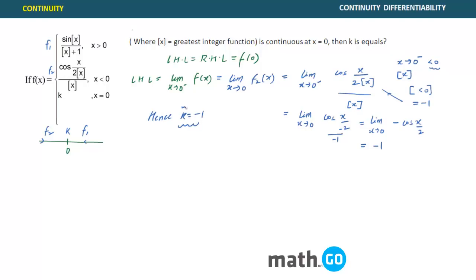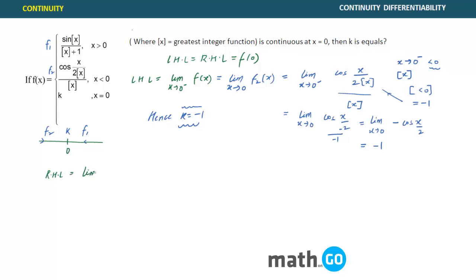We need not solve for the other part, that is RHL, right? We can still say that the answer is k equal to minus 1, because it is given that it is continuous at x equal to 0. But still we will solve the RHL just to make sure that you are comfortable with the GIF part. Okay, so now let's talk about RHL.